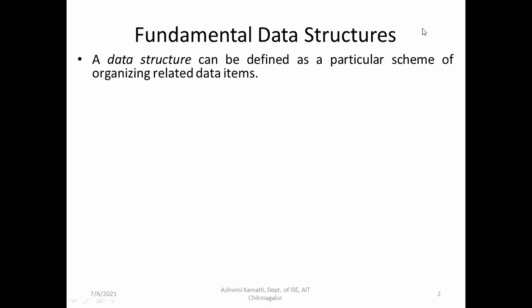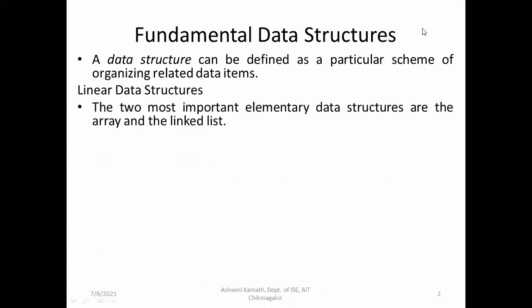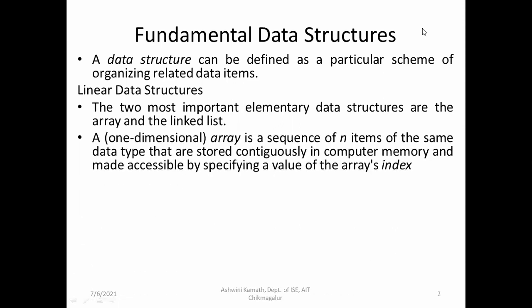Where it is stored, how it is stored and how it is accessed, that is also a type of data structure. So, linear data structures. In linear data structures, we have 2 major types, that is arrays and linked lists. A one-dimensional array, or an array, is a sequence of n items of the same data type that are stored contiguously in computer memory and made accessible by specifying the value of the array's index.